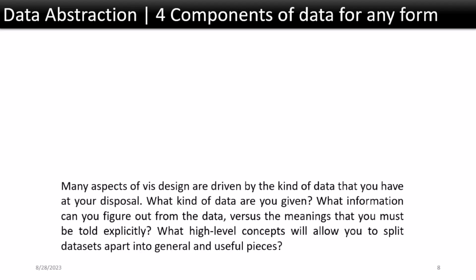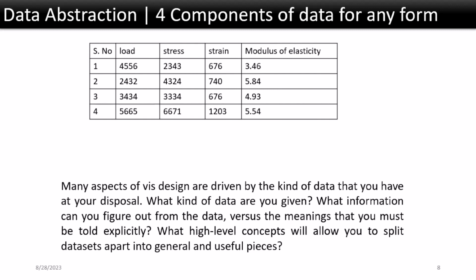Data are represented in three forms: text, audio, and video. All those data represented have four basic components, which are called items, elements, attributes, and links. To understand them, we have an example of a paragraph and a table. In this example, we will see the S number, load, stress, strain, modulus of velocity. These are called elements.